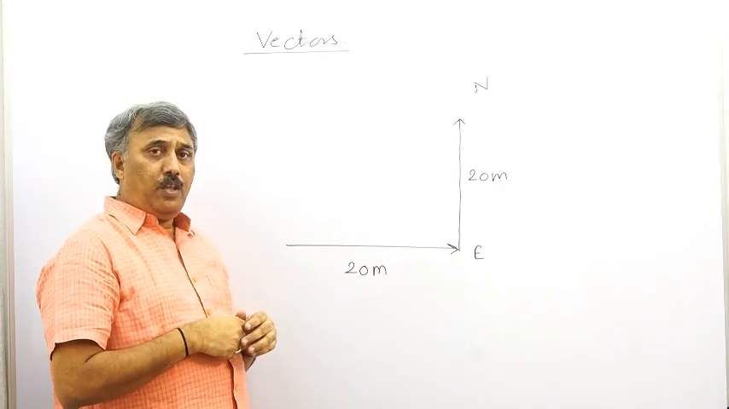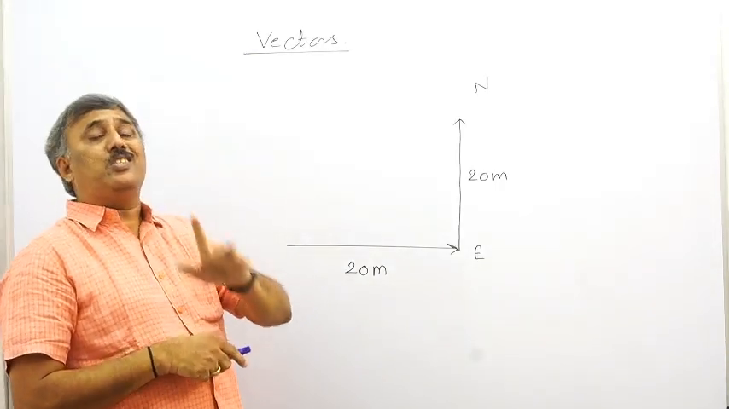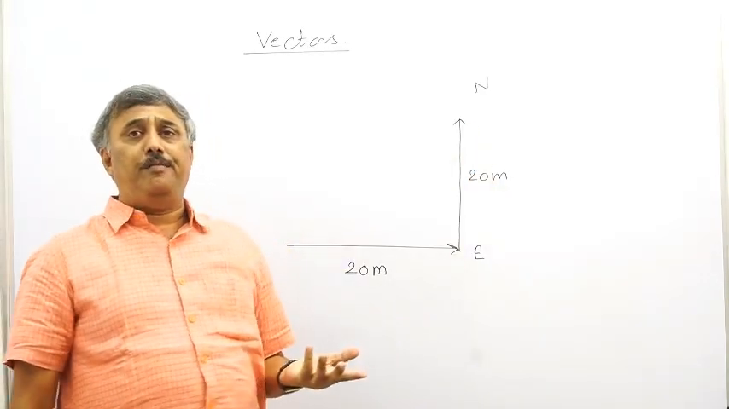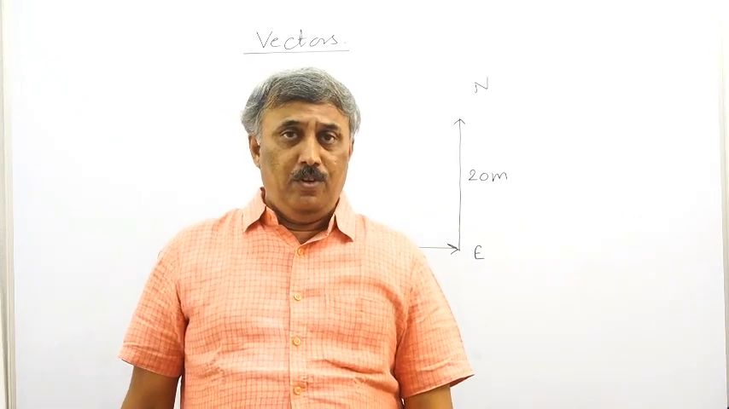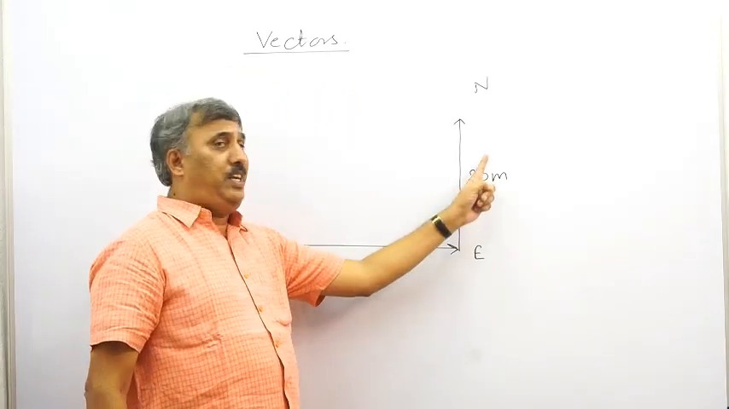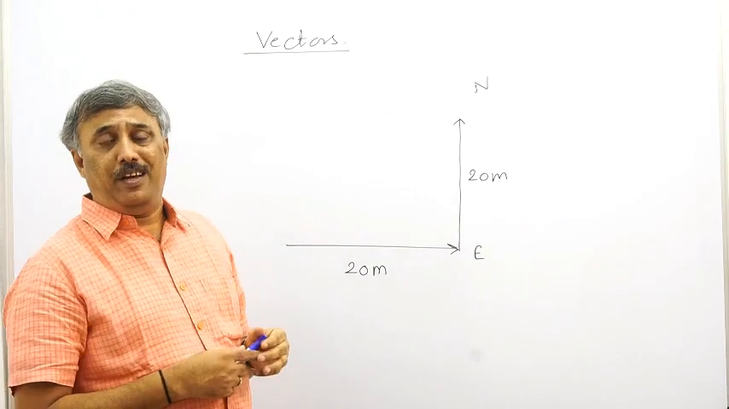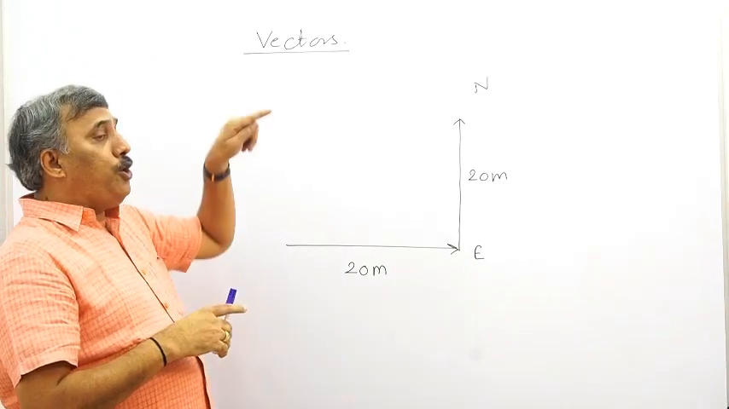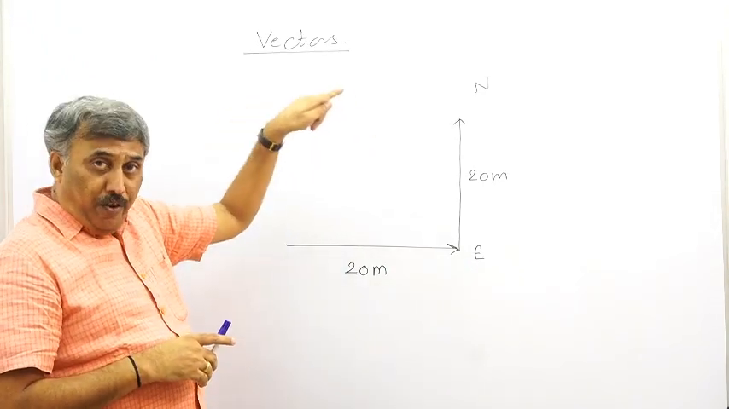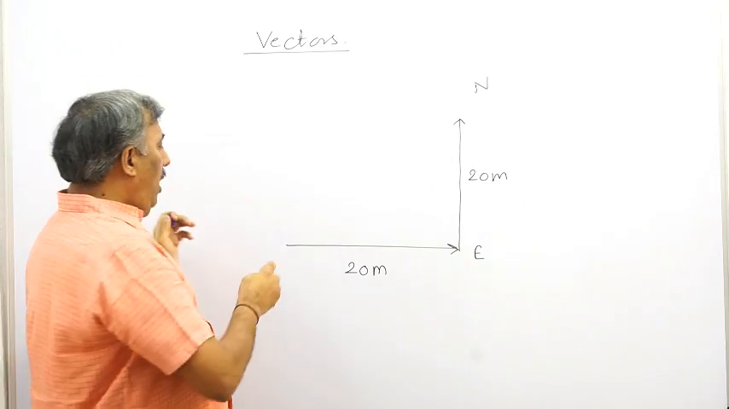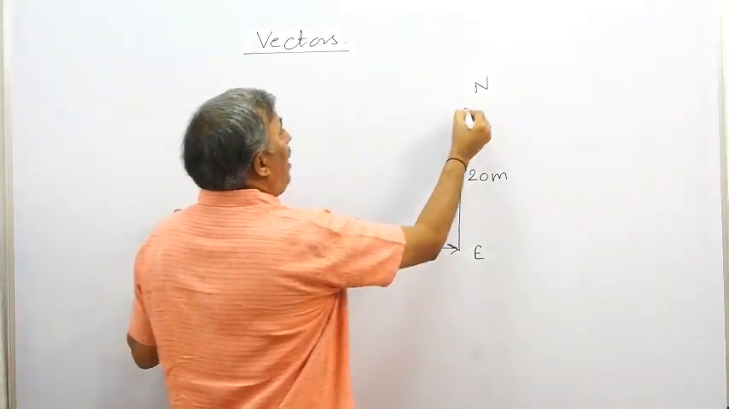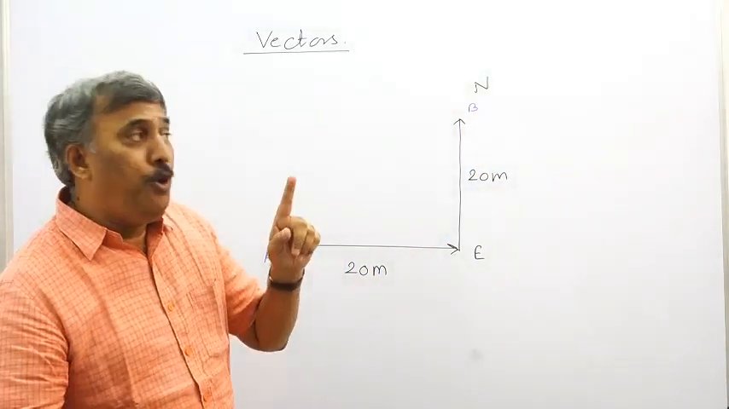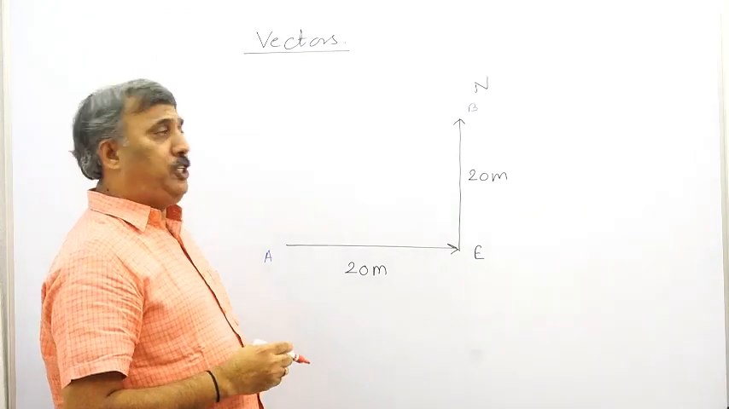Suppose I ask you how much distance is covered by you, so your answer will be 20 plus 20, that is 40 meter. But if I say, what is your new position with respect to initial position? Let the initial position be A and the new position be B.